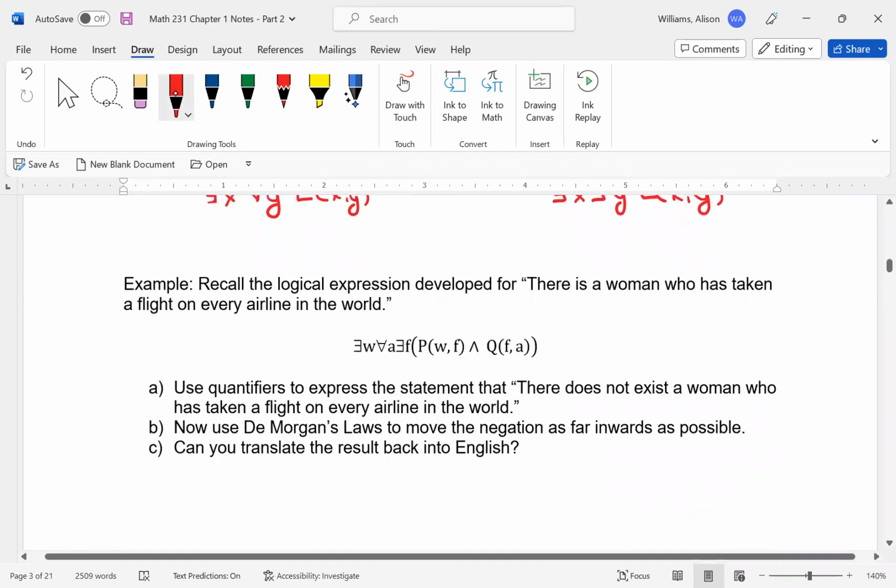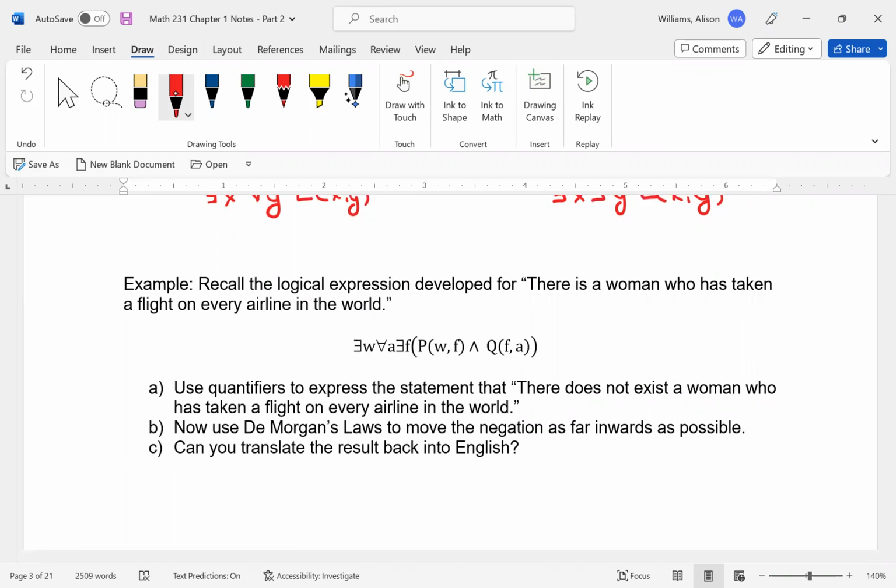So we created this expression earlier. There was a woman who was taking a flight on every airline. Okay, we wrote that earlier. So they want us to use quantifiers to express the statement that there does not exist a woman who has taken a flight on every airline in the world.